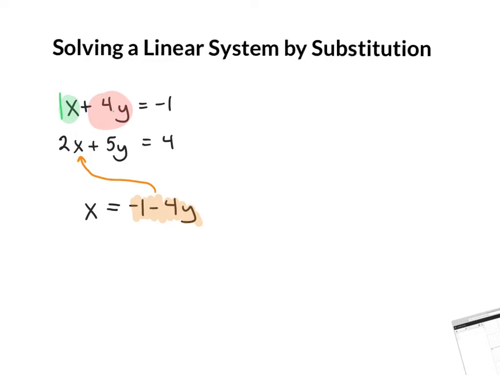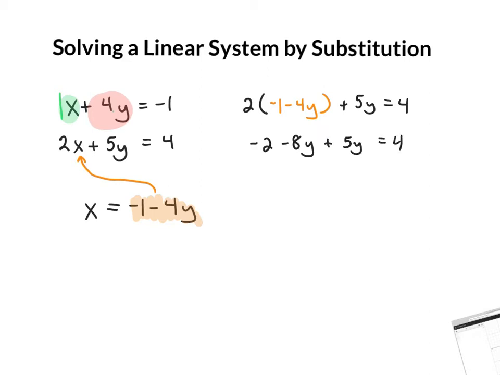So let me do that over on the side here. 2 times, and instead of writing x, I'm going to write -1 minus 4y. And then I keep going with this plus 5y equals 4. Now I'm going to use the distributive property here in order to get rid of the parentheses.